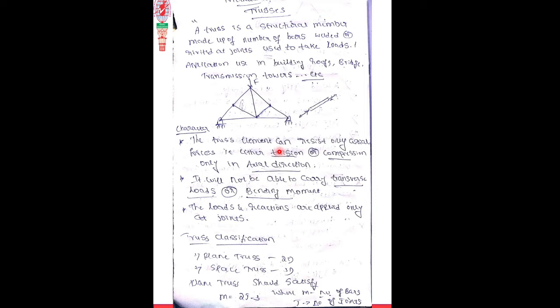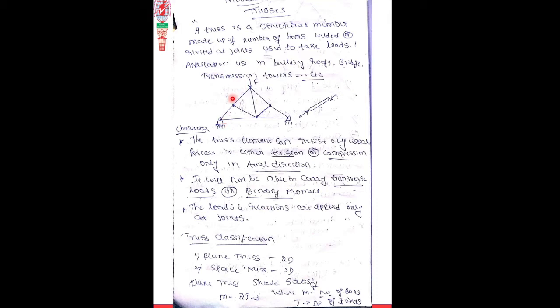Keep this in mind: bar and truss have almost the same property. It will not be able to carry transverse loads or bending moment. That is what I said. The second characteristic is very important. It will not take any transverse or bending load. The loads and the reactions are applied only at the joints.